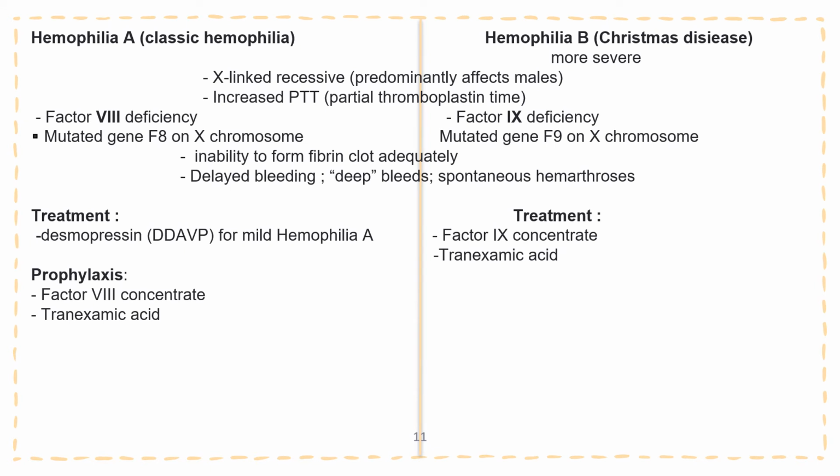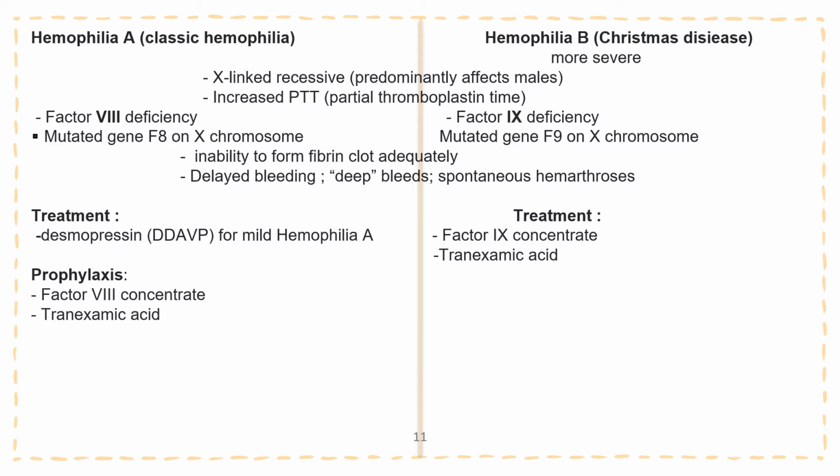Let's talk about our first pathologies of the secondary hemostasis. I will be talking about hemophilias. Hemophilia A is also called classic hemophilia. It's a slighter disorder than Hemophilia B, and Hemophilia B is also called Christmas disease, and it's more severe. Both these disorders are X-linked recessive, predominantly affect males, with increased partial thromboplastin time.